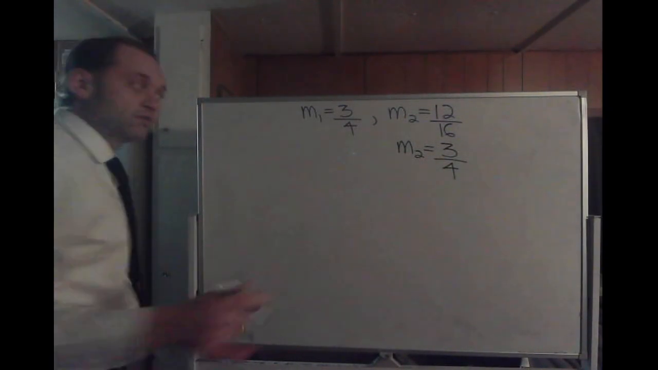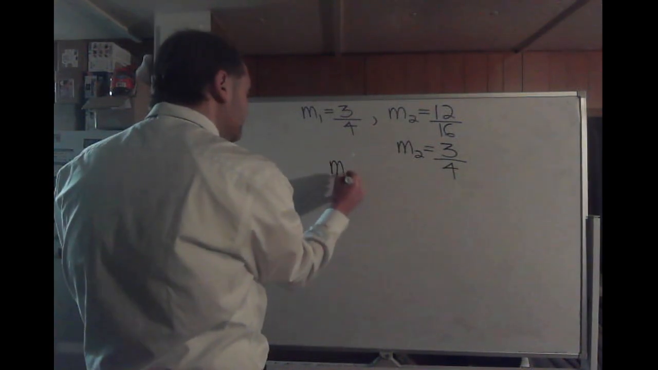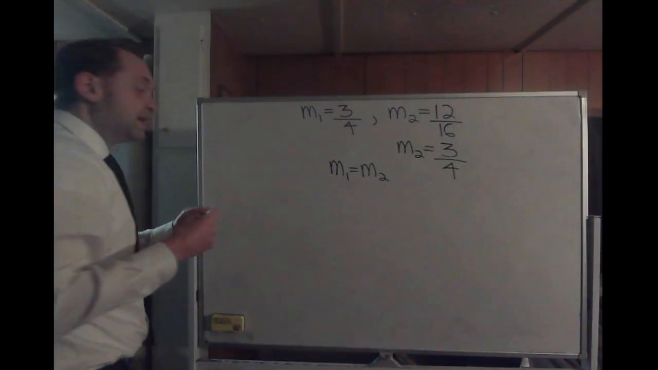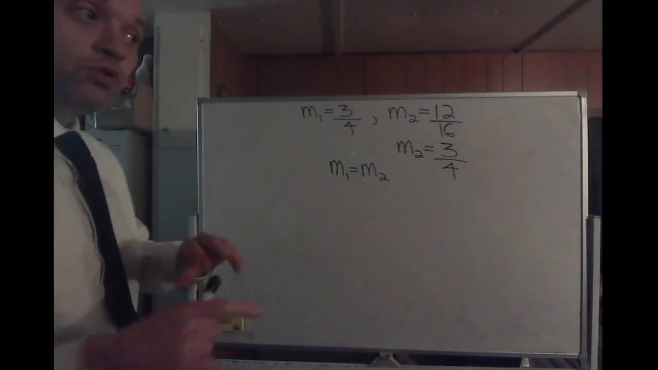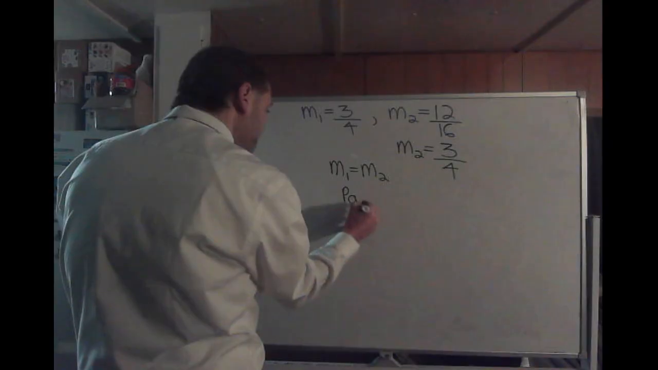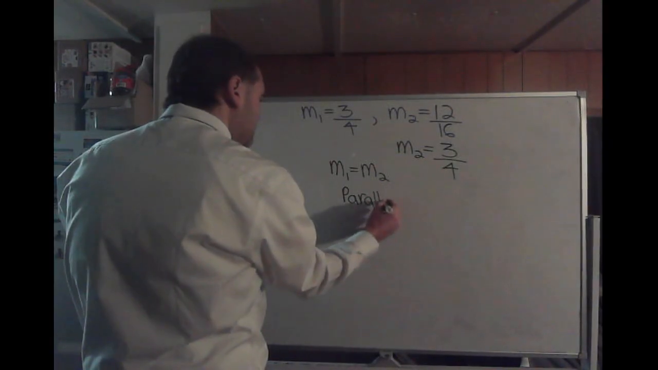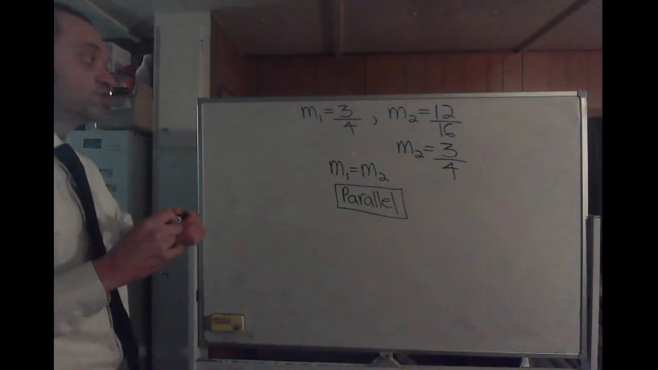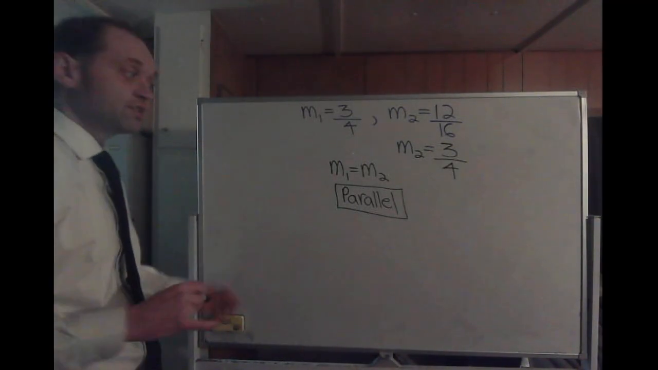What do we observe? That the slope of line 1 equals the slope of line 2. Now, if the slopes are equal, what does that mean? The lines are parallel to each other. So that's going to mean that these two lines in this case actually run parallel to each other since the slopes are equal.